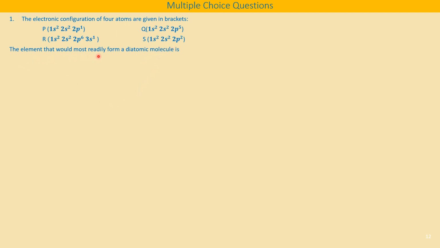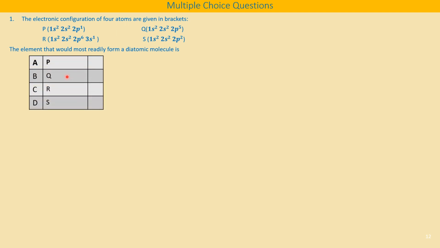The element that would most readily form a diatomic molecule is, that is, amongst the 4 elements given above, we have to identify the element which will most readily form a diatomic structure. 4 options are given as answers. Option A P, option B Q, option C R and option D S. So we have to identify the element amongst P, Q, R and S that would most readily form a diatomic molecule. Please mark your choice and I will give the explanation.